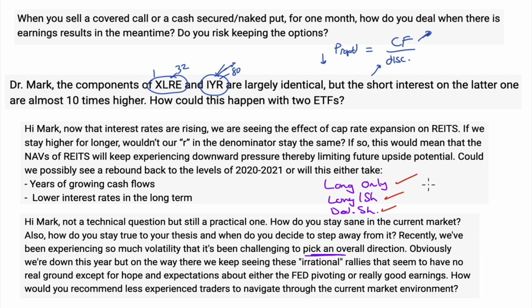Obviously we're down this year, but on the way there we keep seeing these irrational rallies that seem to have no real ground except for hope and expectations about the Fed pivoting on really good earnings. What an excellent opportunity to sell calls on those rallies. You see these rallies happen, you sit back, you wait, and then sell some calls. Sell some calls, little at a time. It keeps going up, sell a little more, sell a little more. Now you're short. You got to have nerves of steel.